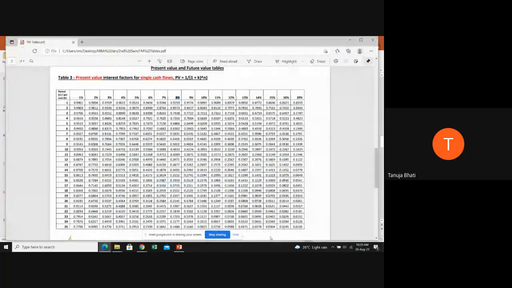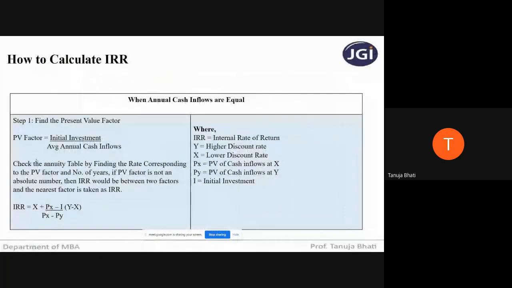Once you find out what is the present value factor, check the annuity table by finding the rate corresponding to the PV factor and number of years. So students, remember that in case of IRR, you have to go in reverse. Here R is something that you have to find out using the annuity table. Till now, we used to use these FM tables when we knew what R and N are. But now you will have to find out R in the FM tables by using the present value factor.